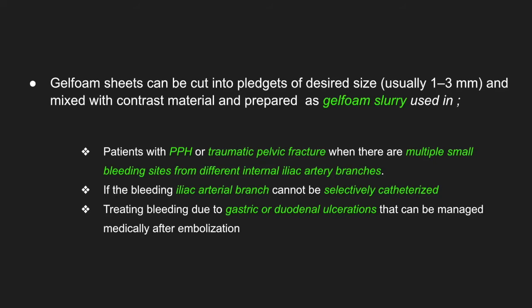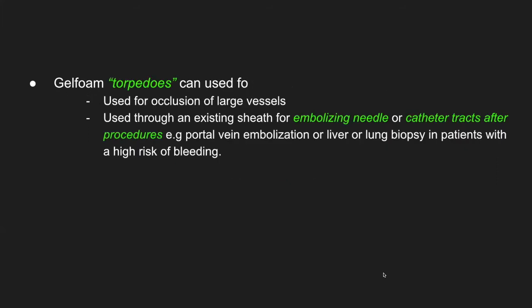If the bleeding is in the iliac arterial branch and cannot be selectively catheterized, you can also use a gel foam slurry. We can use gel foam slurry in treating bleeding due to gastric and duodenal ulcerations that can be managed medically after embolization. So, gel foam torpedoes.